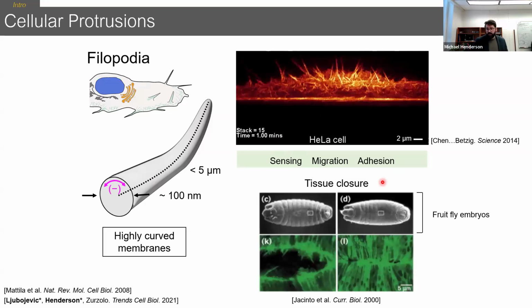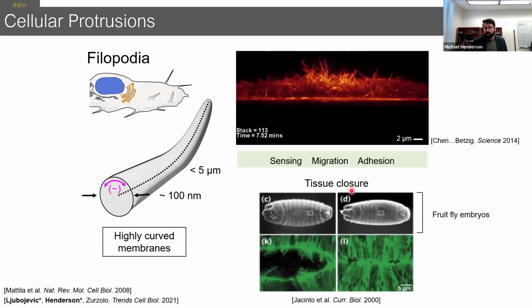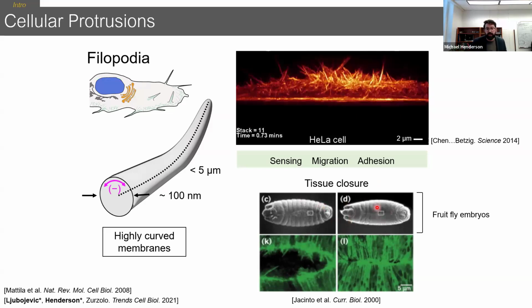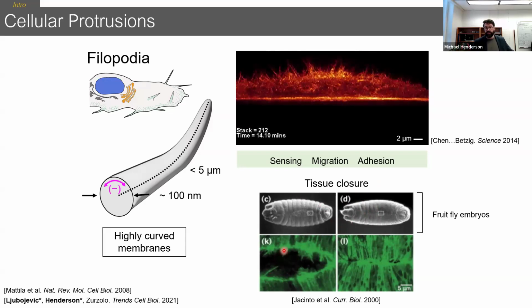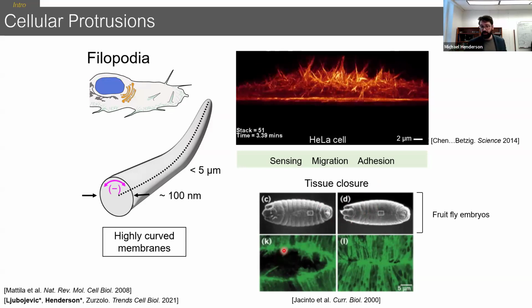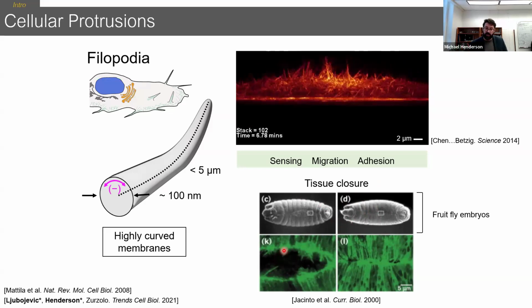So characteristically, though, these structures obviously have important physiological function. And one of the big ones is that they mediate development of tissue. So for example, here, this is some really seminal work in fruit fly embryos, where you see growing filopodia that actually reach from one side of an opening to another to zipper up the tissue and close it up via the functioning of these finger-like protrusions.